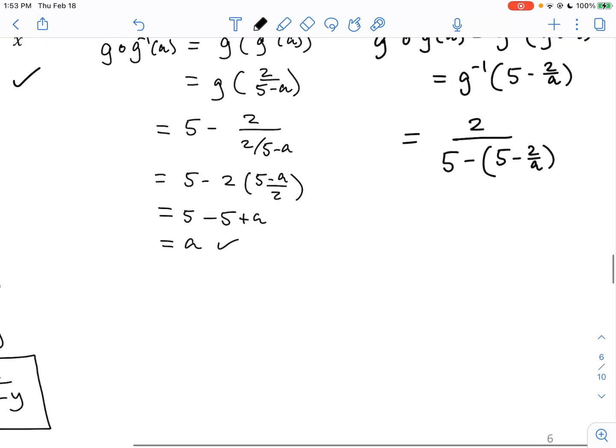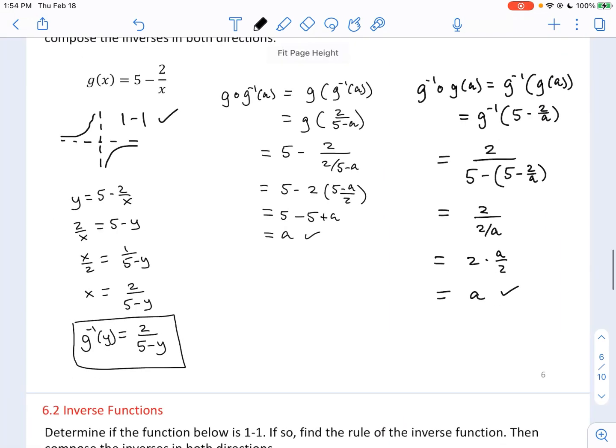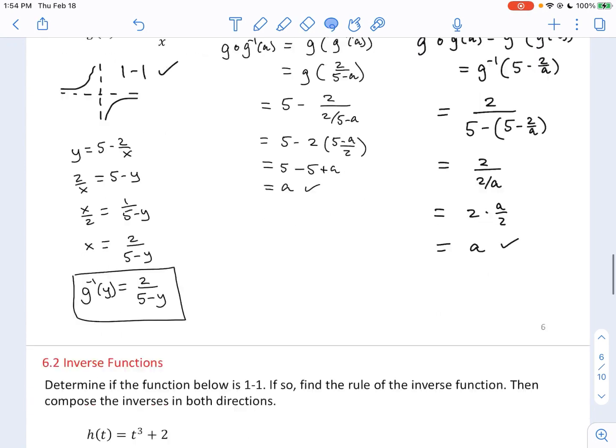Okay, so I've done that composition correctly. Distribute the negative in the denominator. The 5's are going to cancel. You're going to get a 2 over a down here. Invert and multiply, so it's 2 times a over 2. And sure enough, we get right back to a. Check. Okay, so we have in fact found the correct inverse.